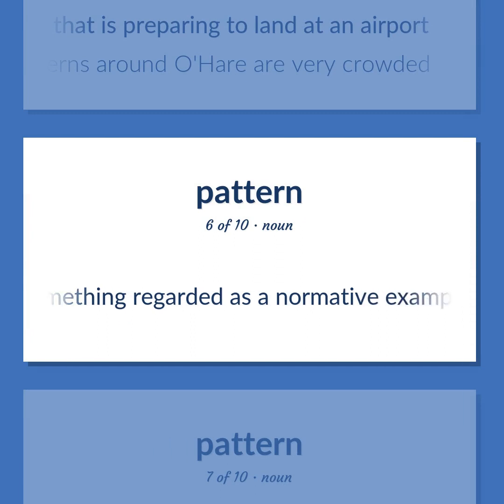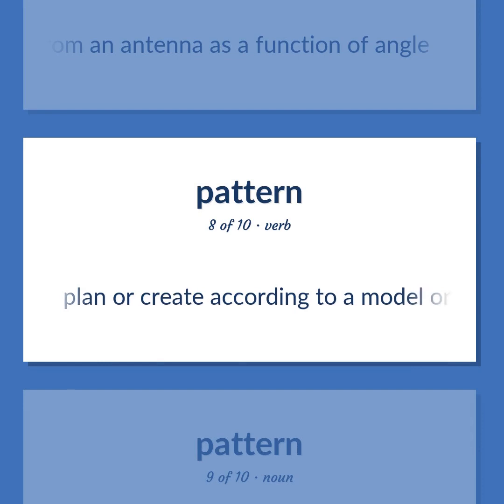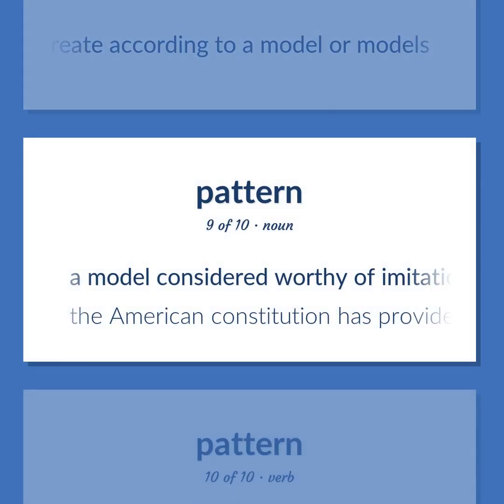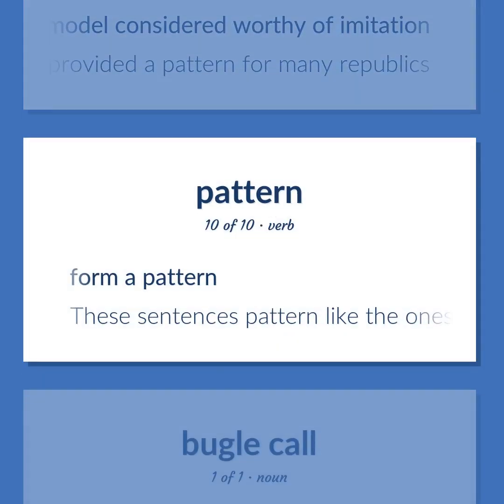Something regarded as a normative example. Graphical representation, in polar or Cartesian coordinates, of the spatial distribution of radiation from an antenna as a function of angle. Plan or create according to a model or models. A model considered worthy of imitation. The American Constitution has provided a pattern for many republics. Form a pattern. These sentences pattern like the ones we studied before.